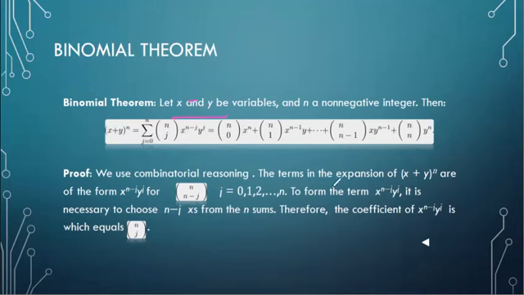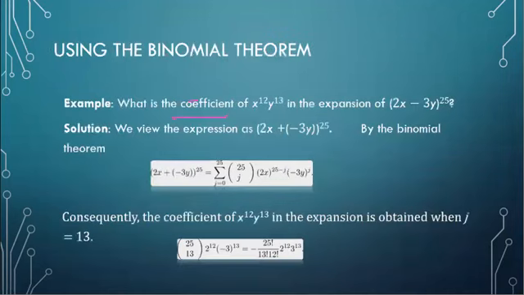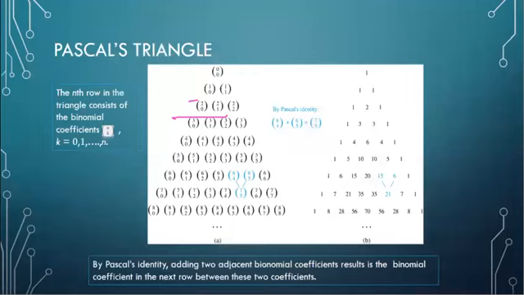To find the coefficient, we have already seen the example. It is easier with the help of an example. So this coefficient is minus, this example we have already seen. So now the next topic is something known as Pascal's triangle.